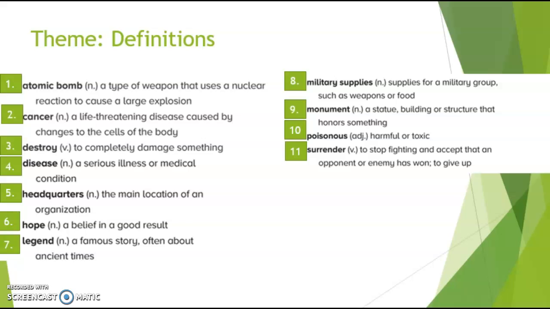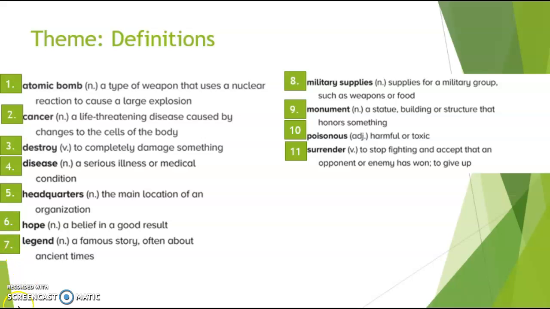Okay, number 7, legend. A legend is a famous story. It is often related with ancient times. Okay, it's something that is recognized because some of the events that occurred before are really important for the world.